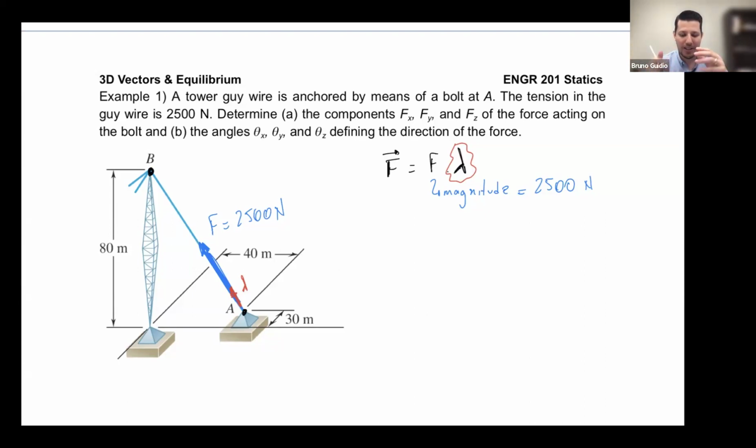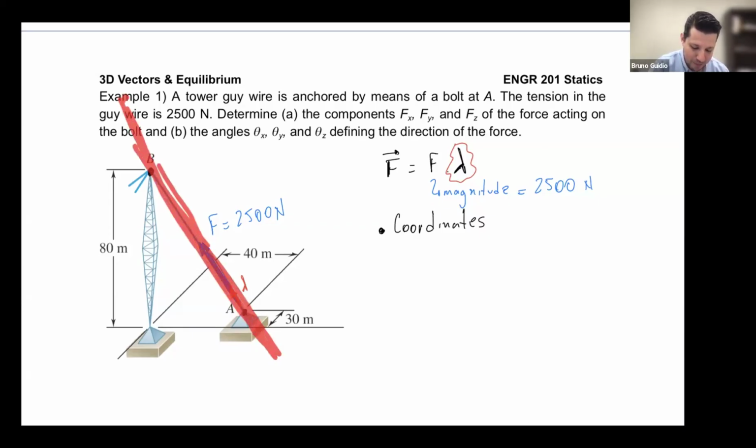So where should we start in every single 3-dimension problem? I'm going to give you some steps. First step: coordinates. I need to find the coordinates of the 2 points that I'm going to use to define this orientation, this direction. So I'm going to write the vector AB, because I have points A and B, and they are known.